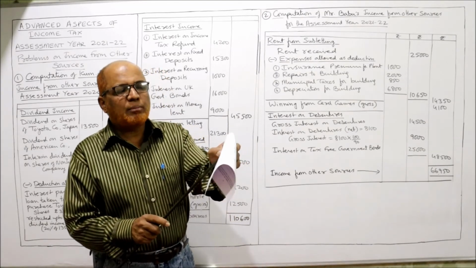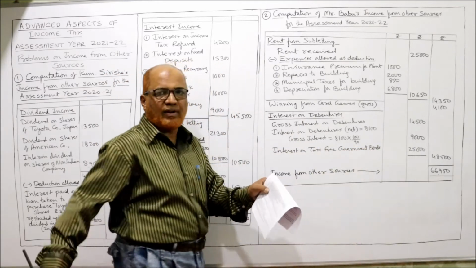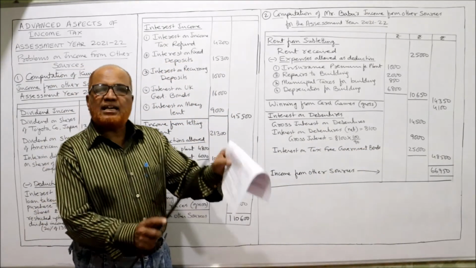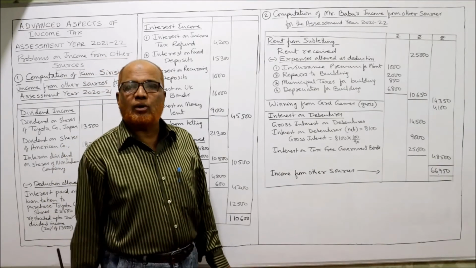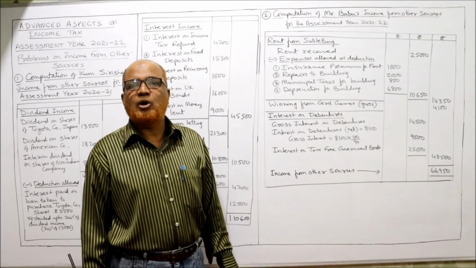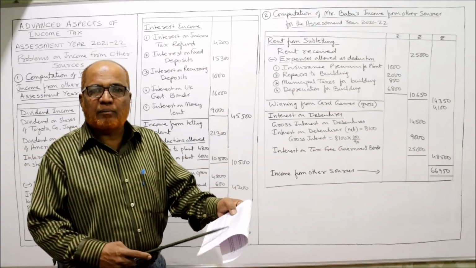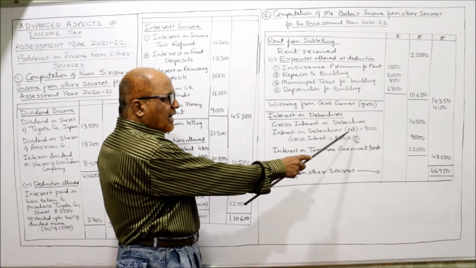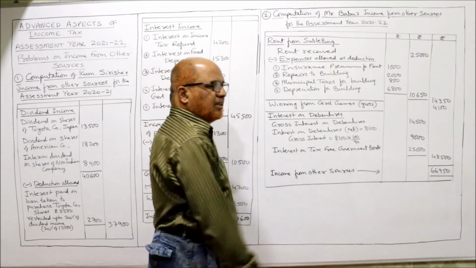Next, interest on debenture gross. So I have taken interest on debenture gross amount 14,500. Interest on debenture net amount. In the previous theory video I have explained, we have to take the gross amount. If it is net, multiply by 100 by 90, because 10% is the TDS. So it is not given in the problem. We must know it. If it is given net amount, we have to gross it up. So 8,100 into 100 by 90, 9,000.